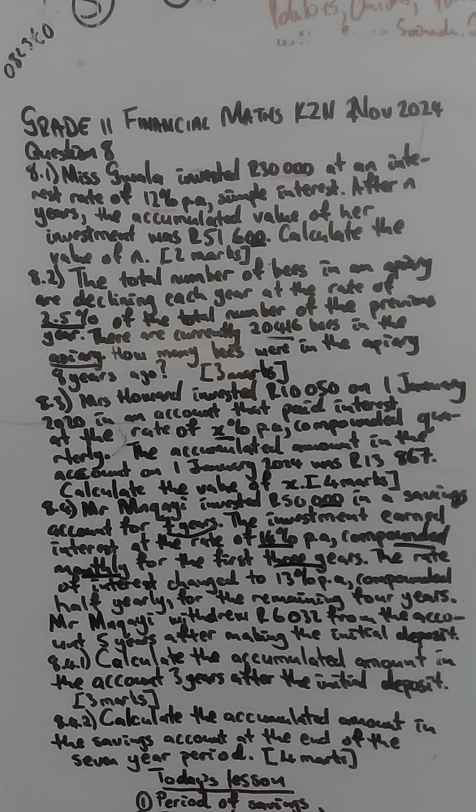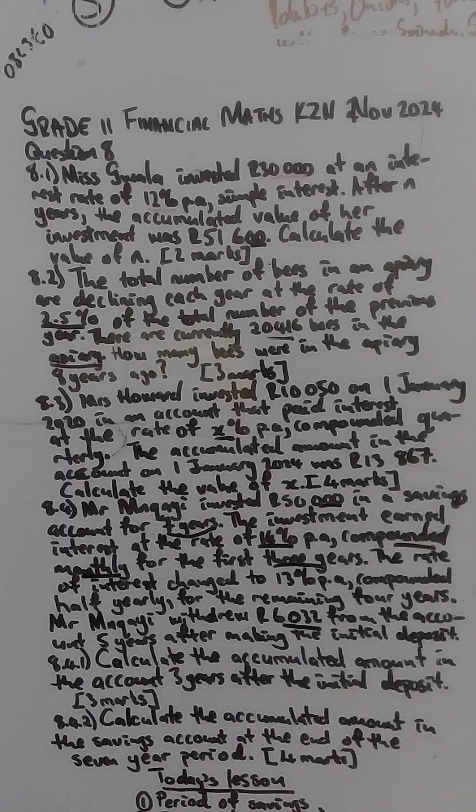Okay, so out of the 7 years, it compounded at 14% per annum on a monthly basis for 3 years, which means that we are dealing with changing periods. The rate of interest changed to 13% per annum compounded half yearly, right, for the remaining 4 years. Now, Mr. Mungai withdrew 6,032 rand from the account 5 years after making the initial deposit. This is interesting. So we have got changing interest rate periods, and not only that, we have got a withdrawal. So let's see the first question. Now, 8.4.1 says, calculate the accumulated amount in the account 3 years after the initial deposit, 3 marks.